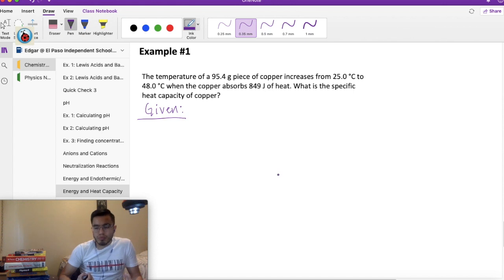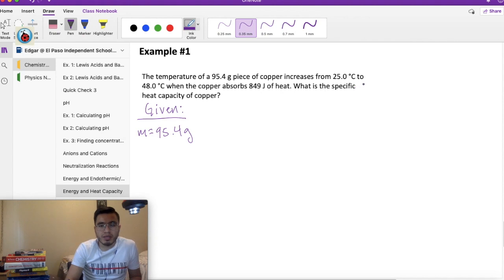And the way I would always suggest you start is look for numbers. With the first number that we see is 95.4. And then we see grams. Grams is related to mass. Thus, we have the mass. Mass equals 95.4 grams. What is the next number that we see?